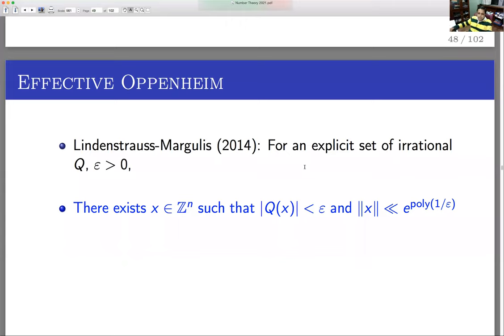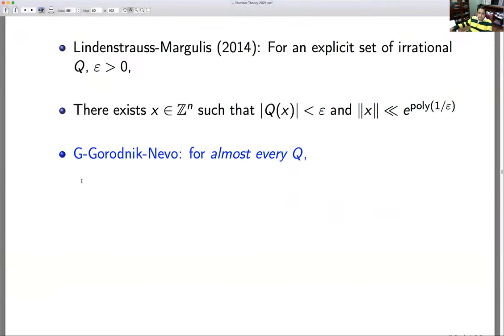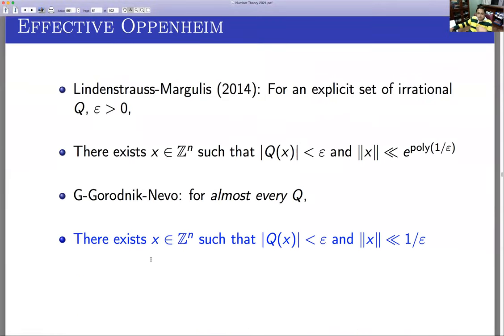This is what was looked at by myself in joint work with Alex Gorodnik and Amos Nevo, where we proved that for almost every three variable quadratic form, you can solve this inequality with a much better bound. So the bound now is that x can be found in a ball of radius 1 over epsilon, so it's better by an exponential.